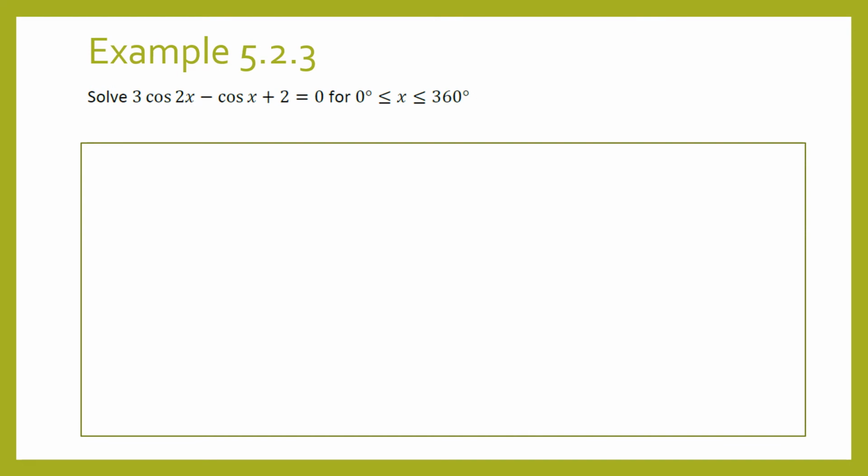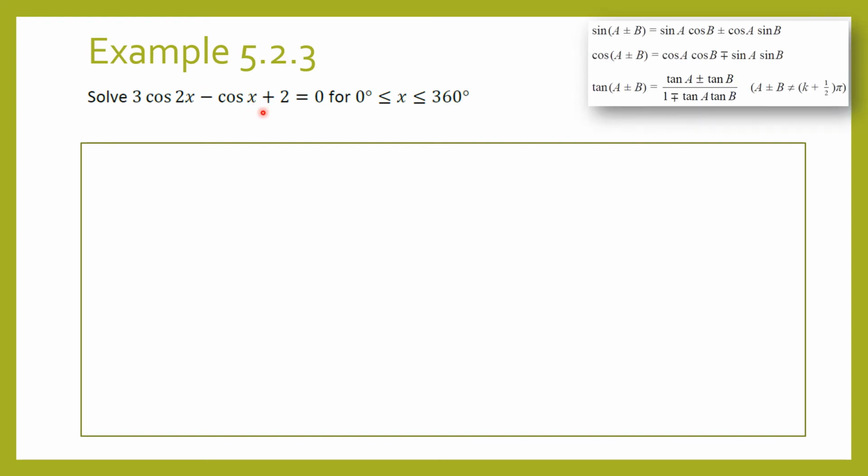Example 5.2.3. Solve 3 times the cosine of 2x, take away the cosine of 1x, plus 2 equals 0, answers between 0 and 360 degrees. As soon as you notice we're in degrees, make sure your calculator is in degrees mode. The first thing to notice here is we've got two different angles. We've got 2x and we've got 1x. We can't really go much further until we do something to this equation to make all the angles the same. They can either all be 2x or they can all be 1x.